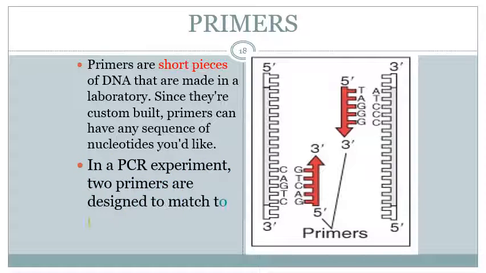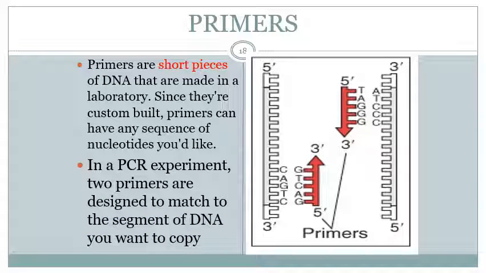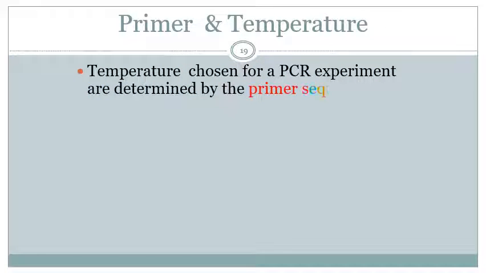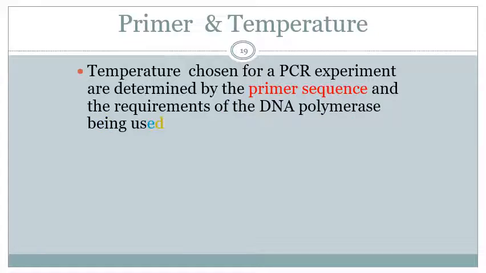In a PCR experiment, two primers are designed to match the DNA segment. Here you can see that one is this primer, and the second one is this primer. Next is the temperature chosen for the PCR experiment, determined by the primer sequence and the requirements of the DNA polymerase being used for the experiment.